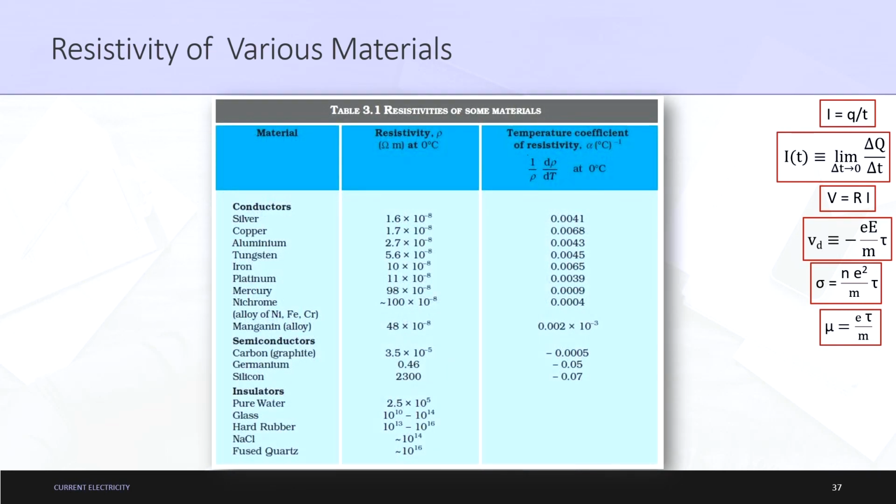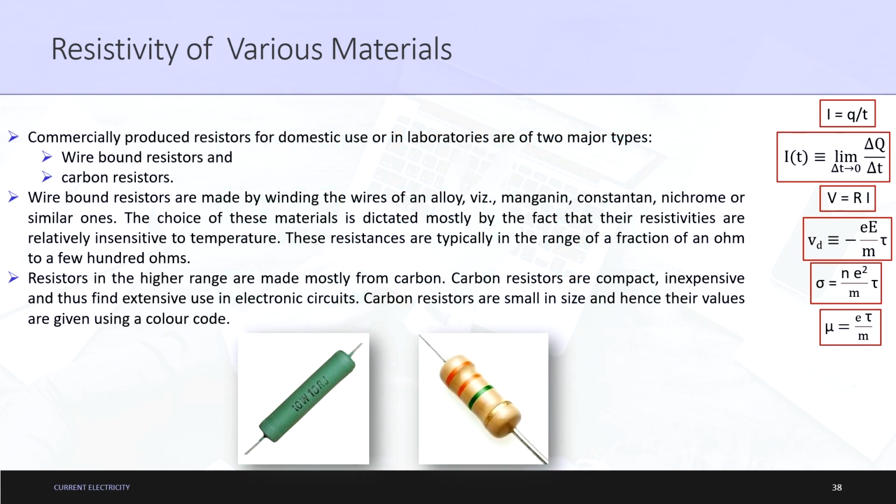Now as you can see, this is just for your show purpose. There is no need to mug up anything here. As you can see, the conductors' resistivity keeps on increasing as we go down. Then finally we have semiconductors in the order of 3.5 times 10 to the minus 5, 0.46, 2300 and so on, and the insulators are of the order of 10 to the power 5, 10 to the power 10, 14, 16 and so on. So this is the complete concept of resistivity of some materials that wasn't dealt with in the last chapter. Let us move on with the further discussion now.